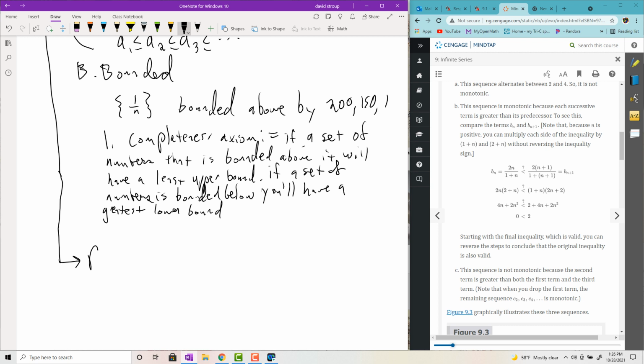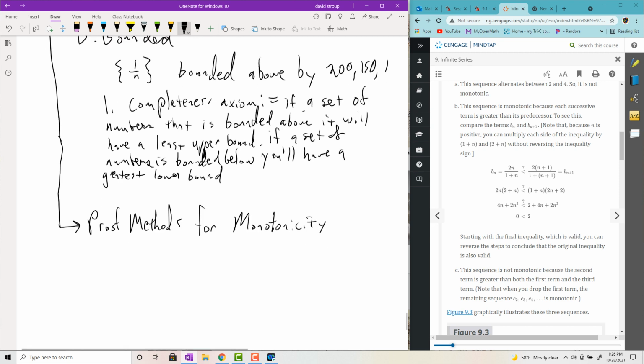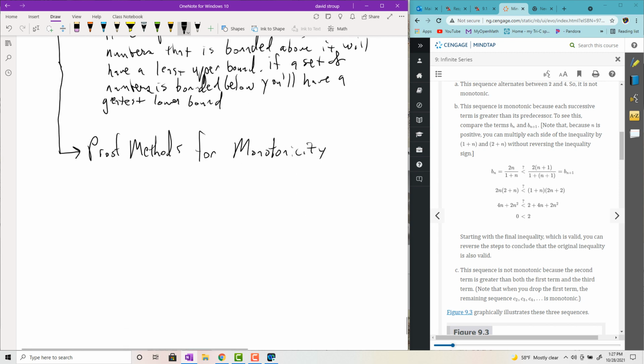So proof methods for monotonicity. Okay, so there's two types of monotonicity that we work with, right? We either want to show that a sub n is less than or equal to a sub n plus 1. So in that case, that would show that it's non-decreasing.